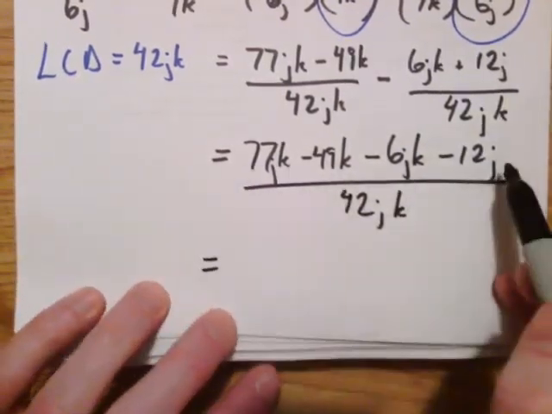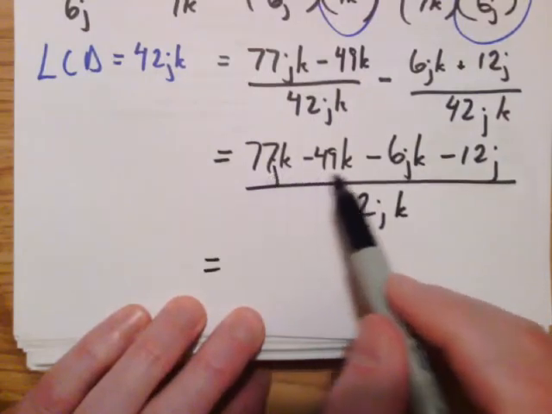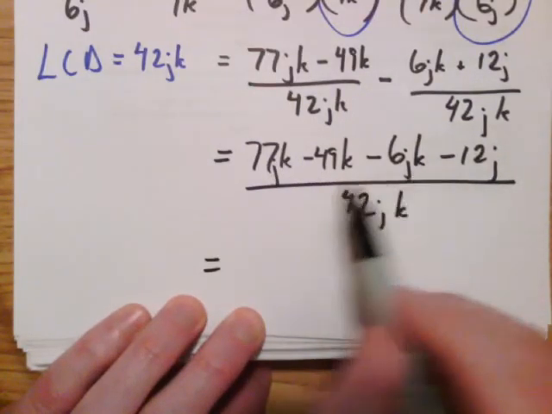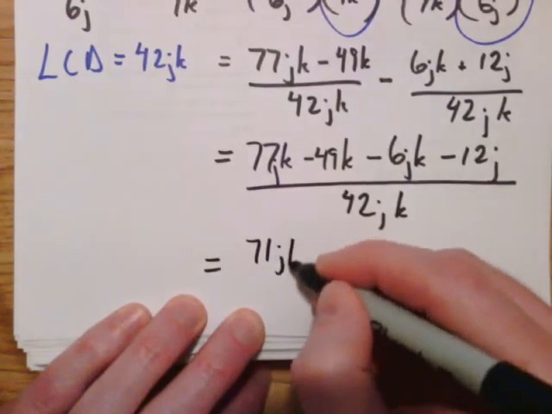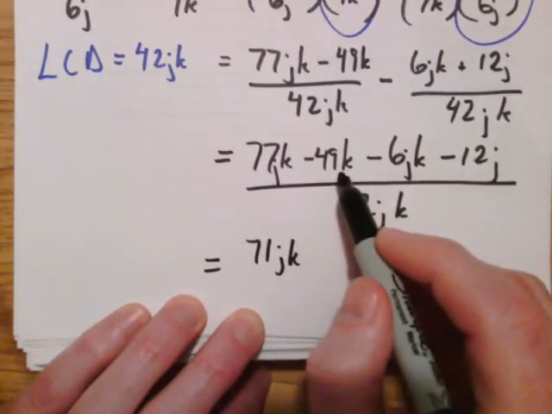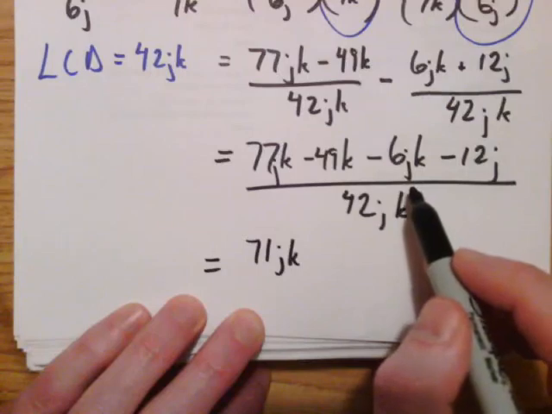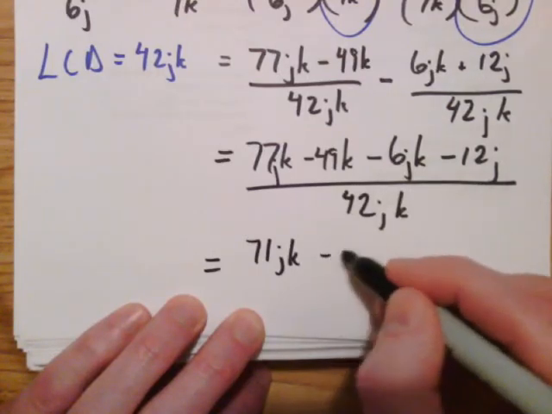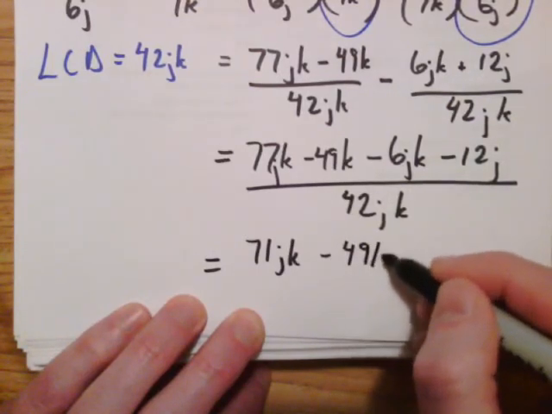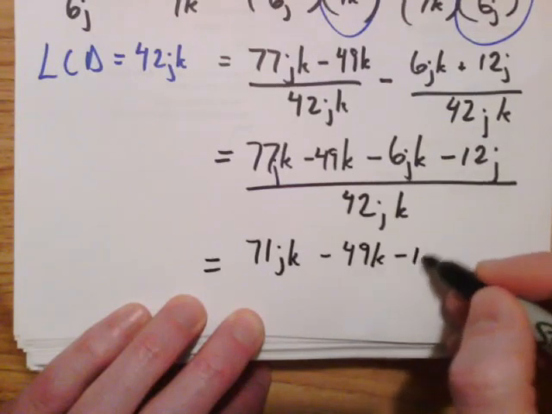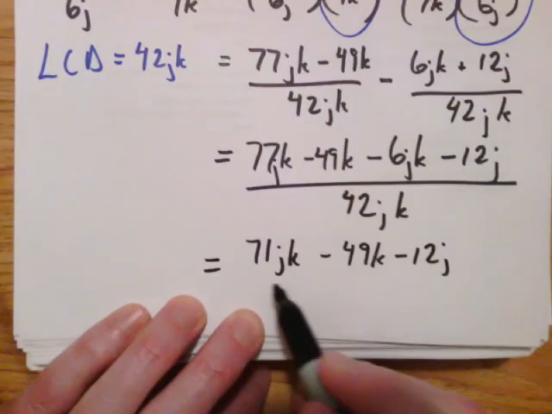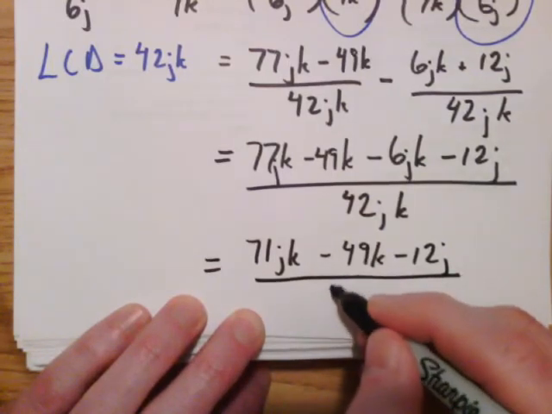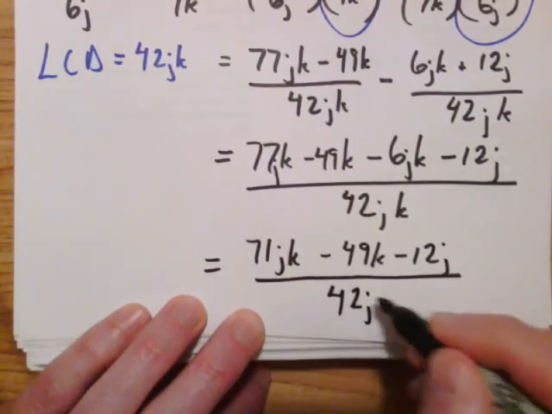So now we combine what we can on the top. 77jk minus 6jk is going to be 71jk. Sounds like a prime number. 71jk. And then negative 49k and negative 12j. That's all we can combine, all over 42jk.